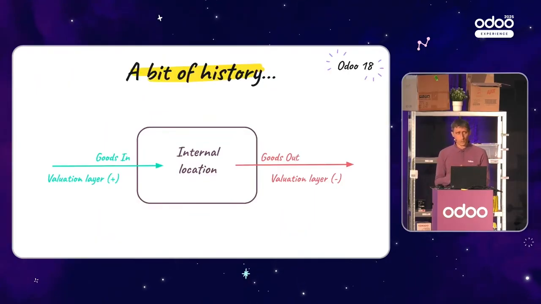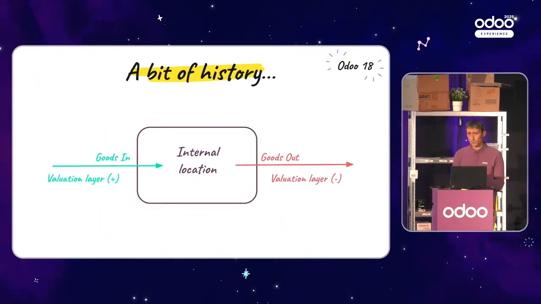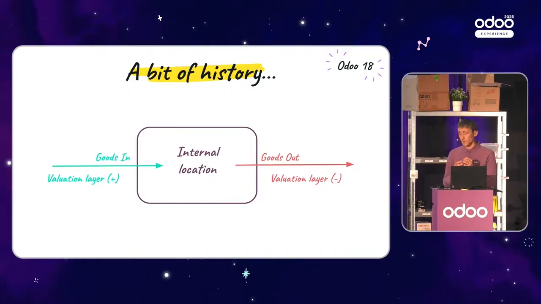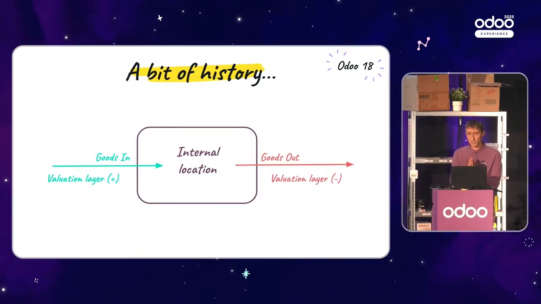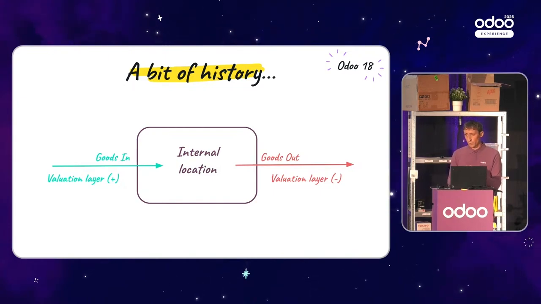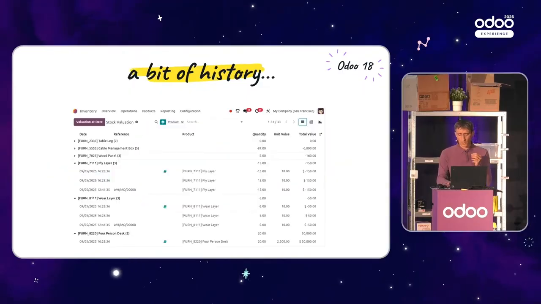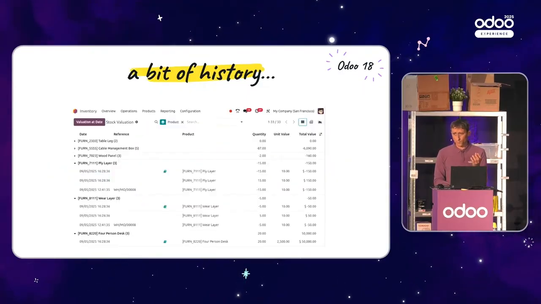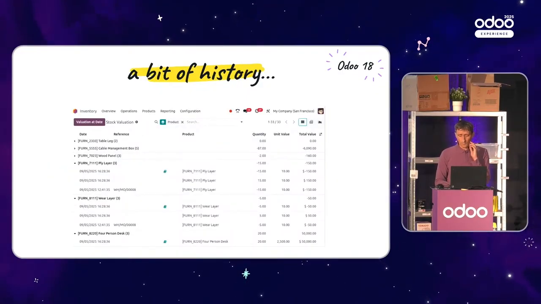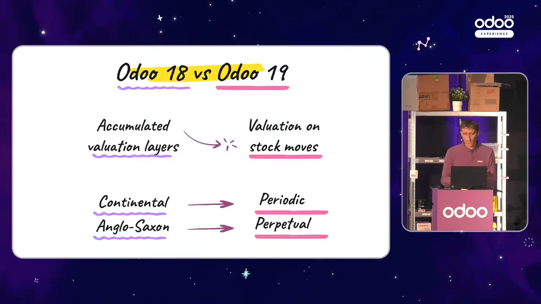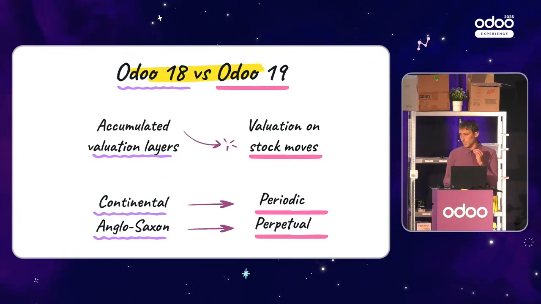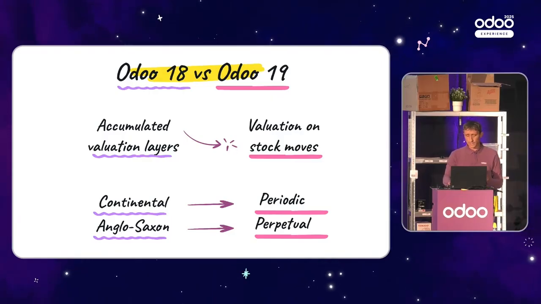So, to be sure we are on the same page, I want to remind you a little bit of history. Basically, every time a product was entering the warehouse, a valuation layer was created with a positive amount to increase inventory valuation. When a product was leaving the warehouse, a valuation layer with a negative quantity and value was created to decrease the valuation. So the valuation was basically the sum of incoming layers minus the sum of outgoing layers. Now there are no valuation layers anymore. Valuation is stored on stock moves, which is way easier.